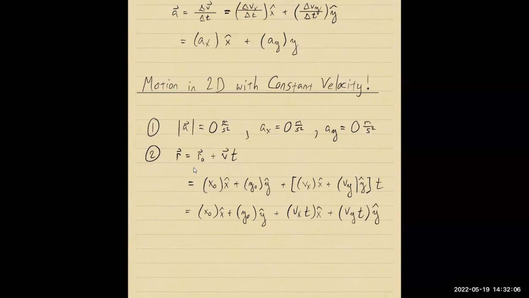And last but not least, the way that we add these two vectors together is by adding their like components. So we take the x components of both vectors and add them together, and then we take the y components of both vectors and add them together.